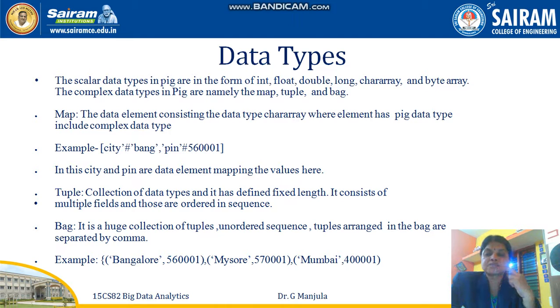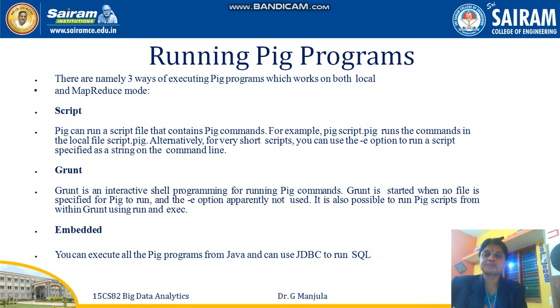So you must know the difference between a tuple and a bag. Here you can see the difference between the tuple and a bag, with the complete Bangalore with a pin code and all those things. What I want to say here is, a tuple is a collection of data types in a fixed length, whereas a bag is a huge collection of tuples. A collection of tuples is called a bag, and it is unordered. The set of tuples in a bag is separated by commas. So you can see the example over here.